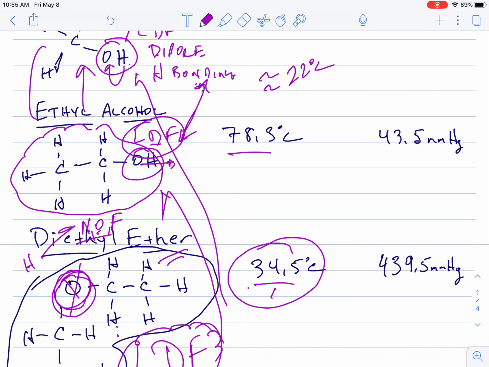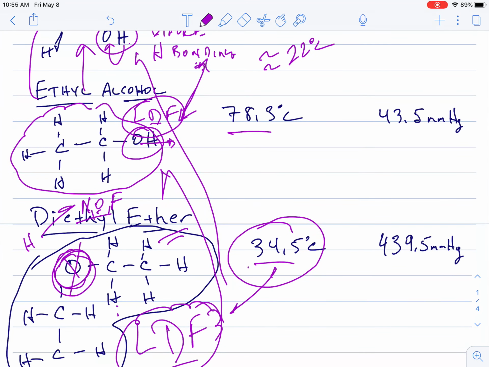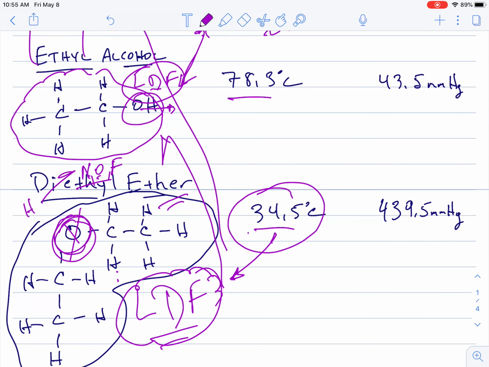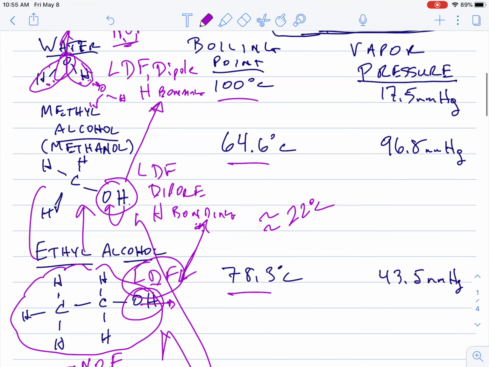Because it has the lowest boiling point, that's a reflection of the fact that it has the weakest London dispersion forces. Okay? And that's the only thing that it has. So this has the weakest intermolecular force, okay, and that's London dispersion forces, and it's the only one that it has, so therefore this is going to boil first.